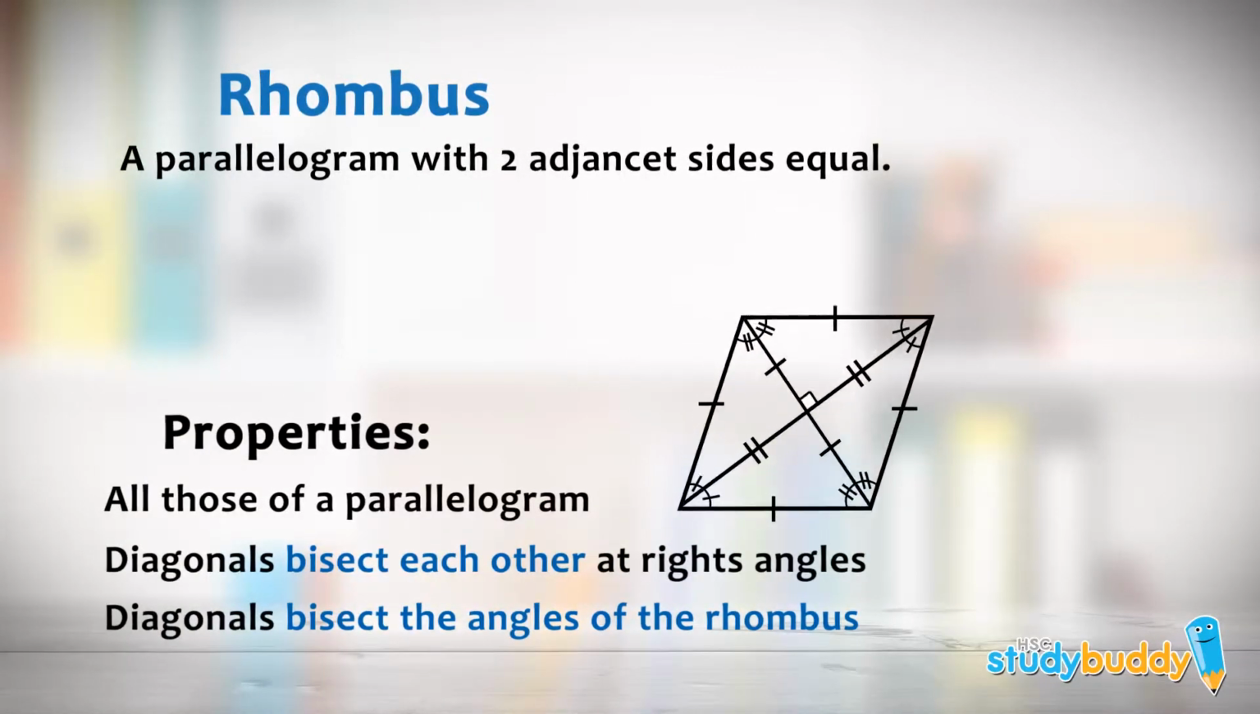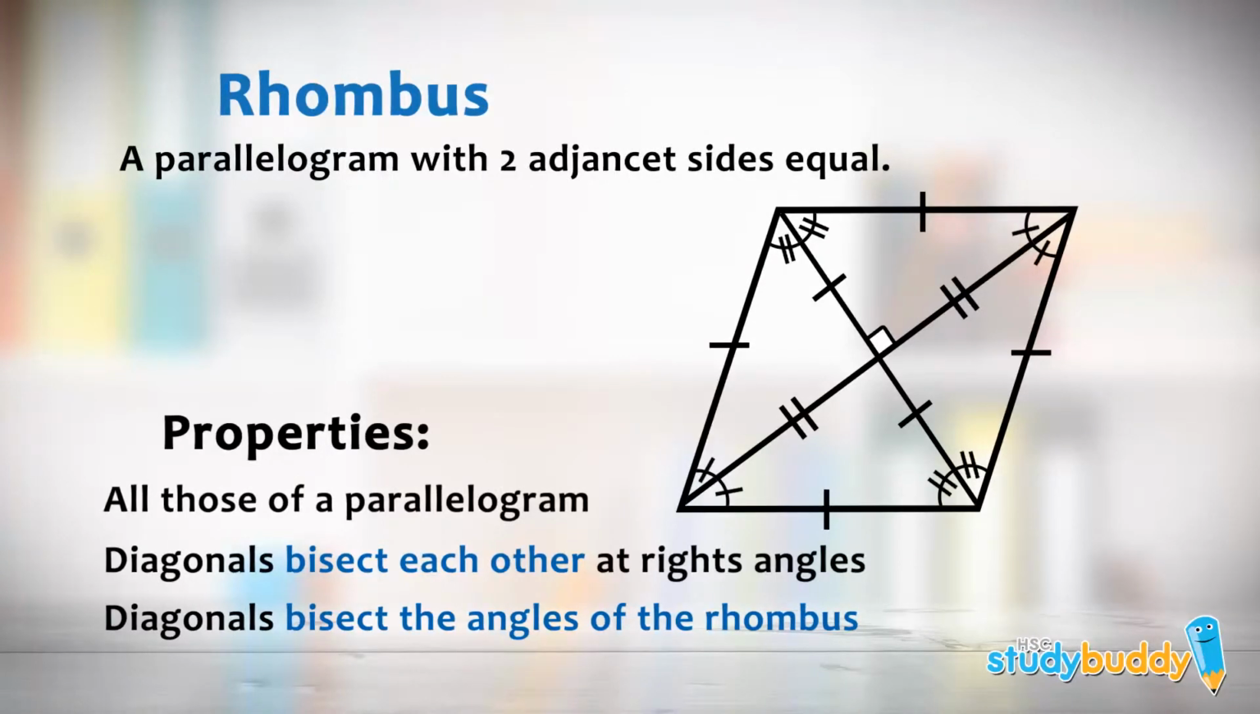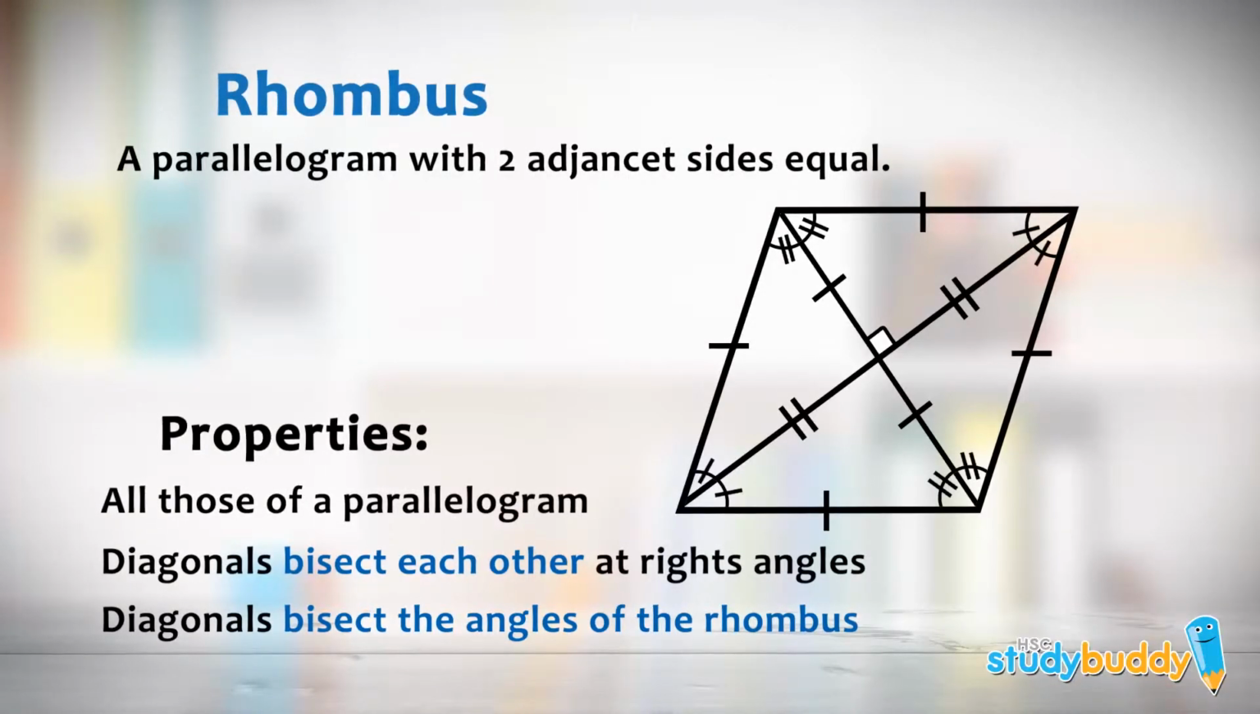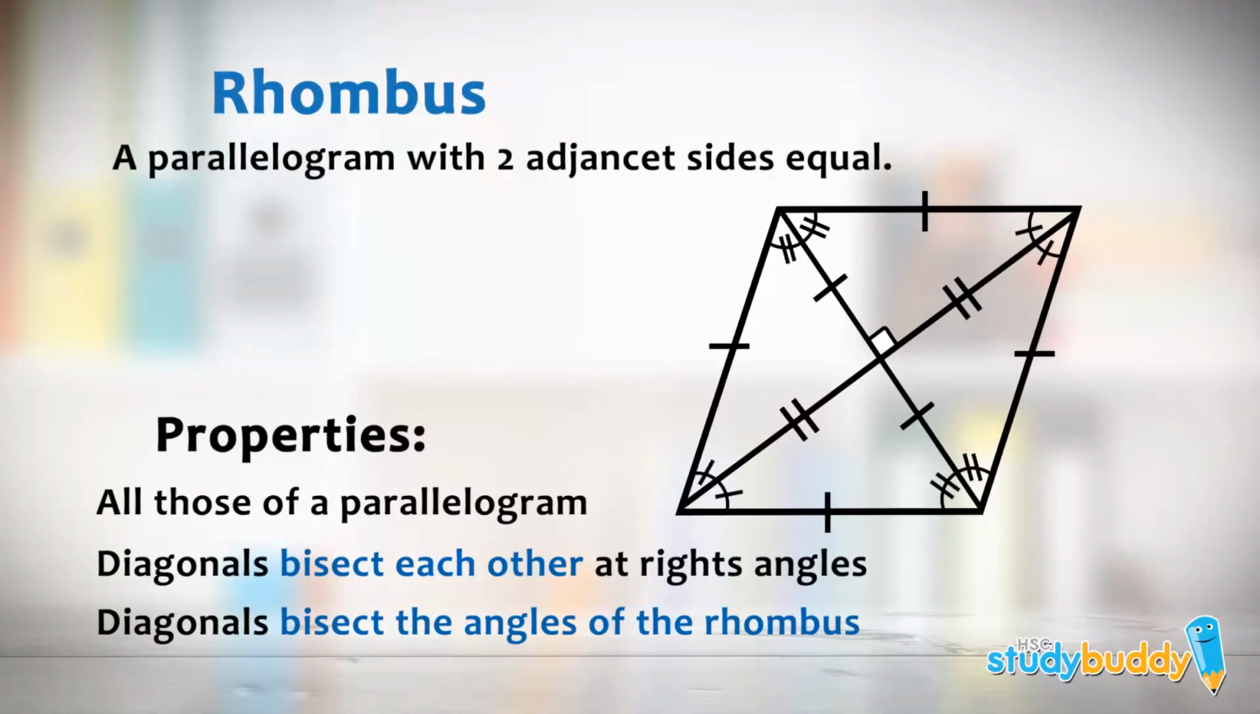Again, the properties include all of those of a parallelogram, plus some additional things. So the diagonals will bisect each other at right angles, as shown in the diagram, and the diagonals also bisect the angles of the rhombus. Very important facts to keep in mind.